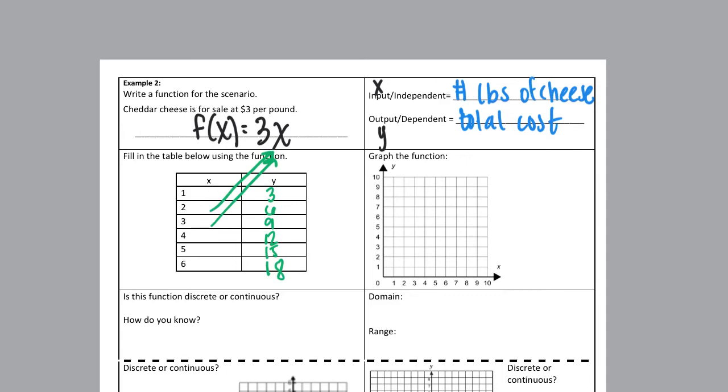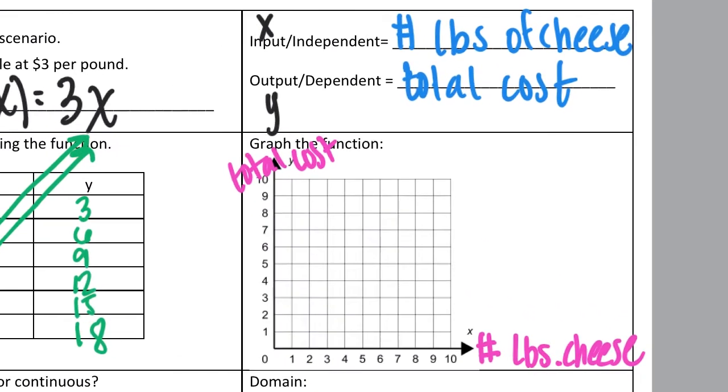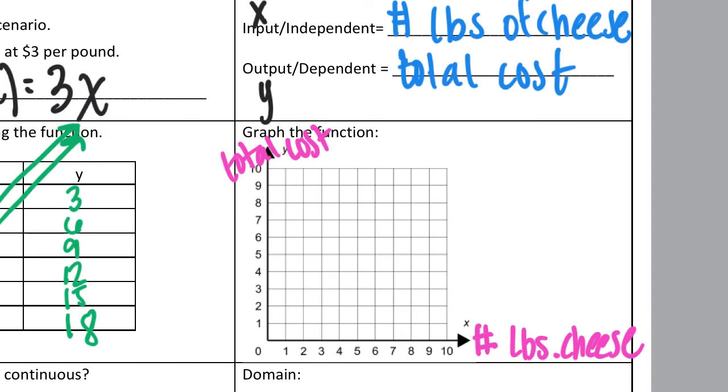On our graph to the right, let's go ahead and try graphing what's happening here. Remember to label your axis. So we have the number of pounds of cheese on the x-axis, and on the y-axis, you should have what's affecting the total cost. You can buy 0 pounds of cheese, it would cost $0. 1 pound would cost $3, 2 would cost 6, 3 would cost 9, and so on.